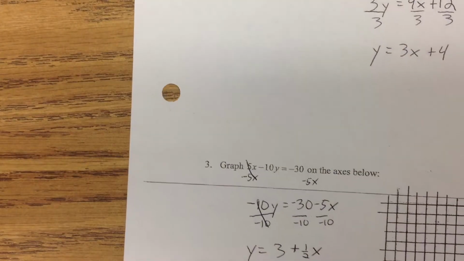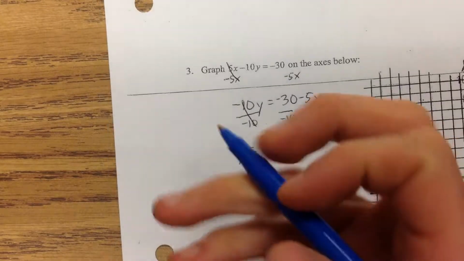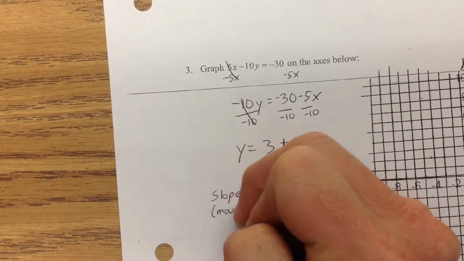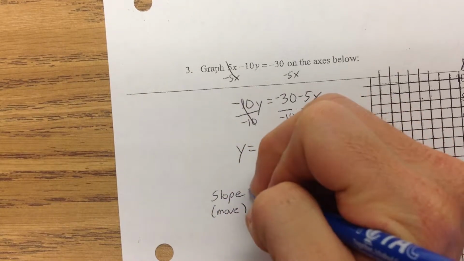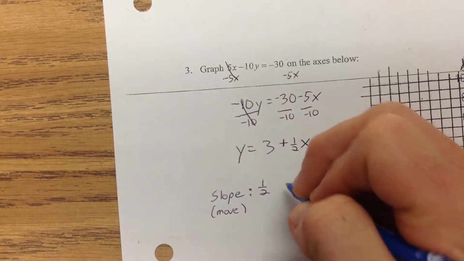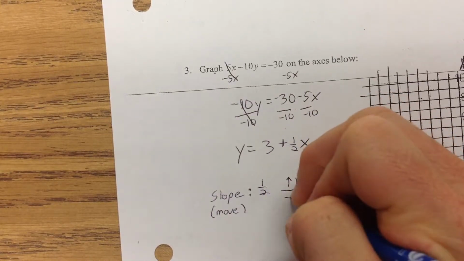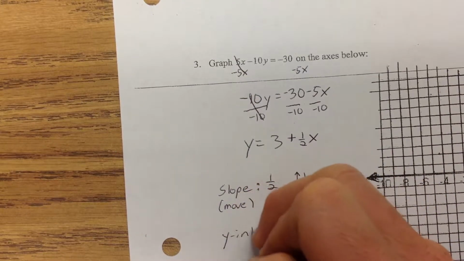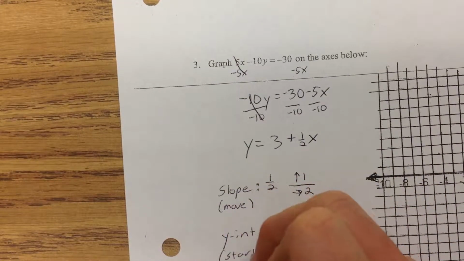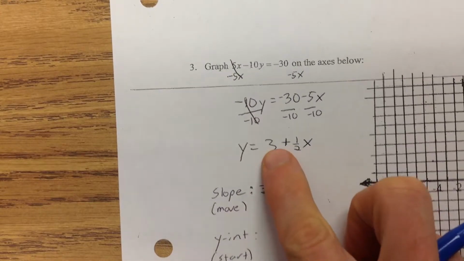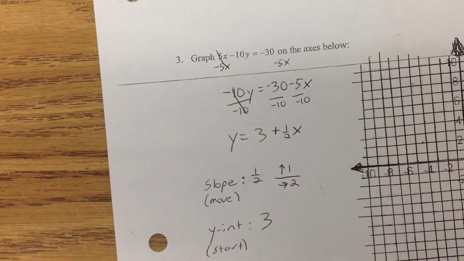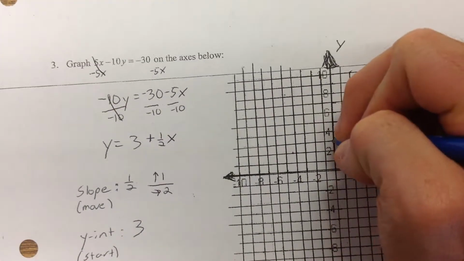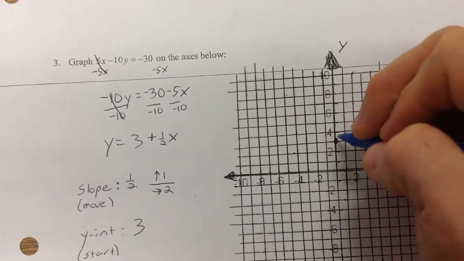The other way to do it is using your slope and your y-intercept. So the slope is how you move, and in our case it's 1/2, which means up 1 and to the right 2. The y-intercept is where you start, and in our case we're starting at positive 3.